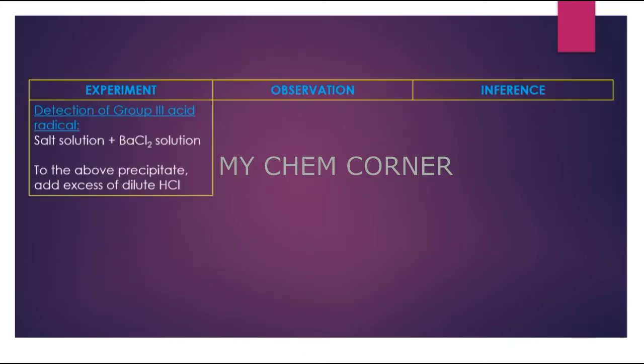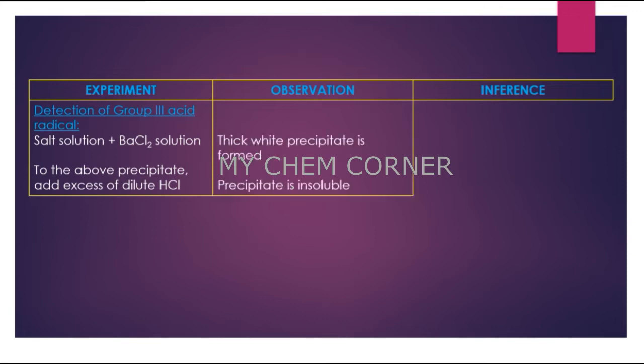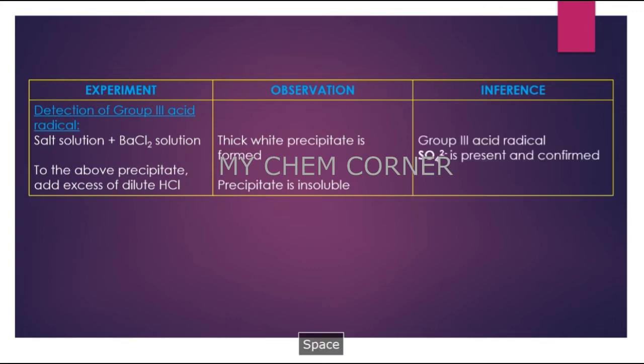So for group 3, what do you do? You have to add salt solution. Salt solution is just salt in water. To that you are going to add barium chloride solution. The minute you add barium chloride solution, you will get a thick white precipitate. To that thick white precipitate, you are going to add excess of dilute HCl. Nothing will happen to the precipitate and the precipitate is going to be insoluble. Now this is going to be the group test as well as the confirmatory test for sulfate. Therefore we say that the group 3 acid radical, sulfate ion, is present and confirmed.